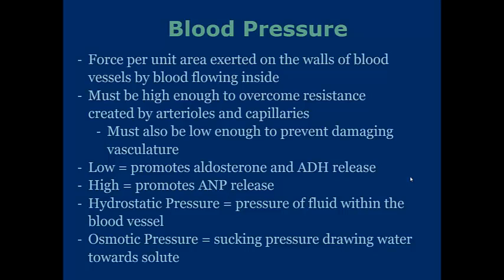Also, extremely high blood pressure is going to create some sort of endocrine response. If it's too low, it's going to promote aldosterone and ADH release to stimulate water reuptake, which is going to subsequently increase your blood pressure. A high blood pressure is going to promote ANP release in the atria. If you remember from the endocrine lecture, you're going to know that ANP is going to try to decrease the blood pressure.